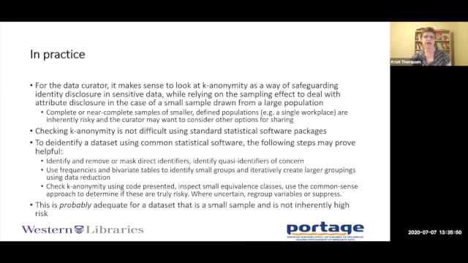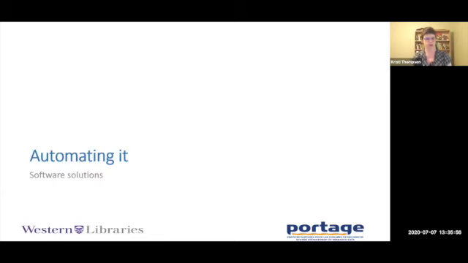For inherently higher risk data, again, you may want to consider other methods of sharing. But wouldn't it be nice to have an easier way to de-identify a data set? A way to automate it?